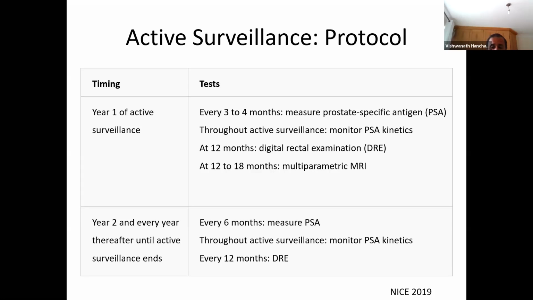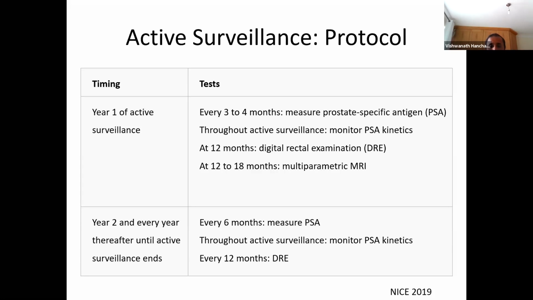And routinely in our practice, if the patients have had systematic biopsies at the start, and if the MRI doesn't show any significant change at 12 months, we routinely monitor them with the MRI unless there is any change in the risk factors.